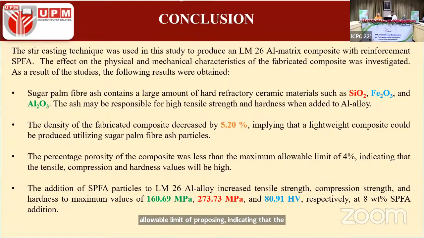And finally, the addition of sugar palm fiber ash particle to the LM26 aluminum alloy increased tensile strength, compressive strength, and hardness to the maximum values of 160.69 megapascal, 273.73 megapascal, and 80.91 HB respectively at 8% by weight of sugar palm fiber ash addition.